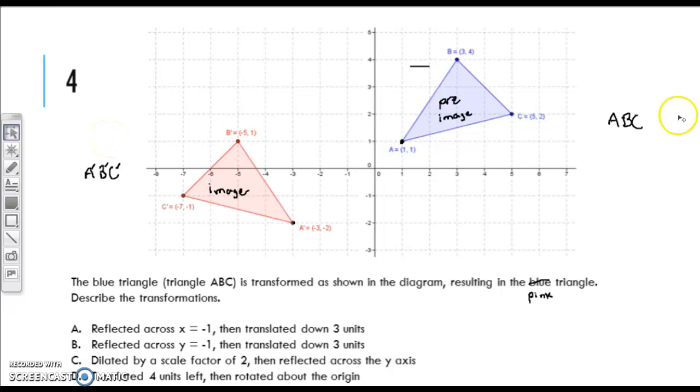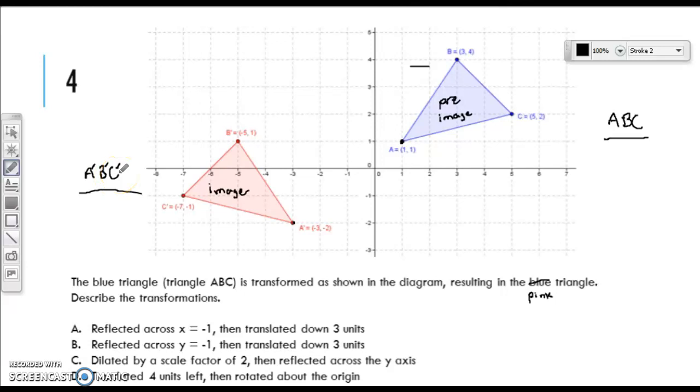Remember that when we talk about transformations, the original image is called the pre-image and is denoted by the letters A, B, C in this case. And remember that the image will have those prime symbols above them. So our image, the new one, is A prime, B prime, C prime.